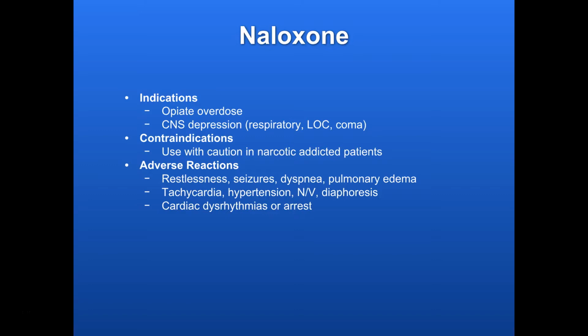Let's start with this. Opiate overdose, and then CNS depression, whether it's respiratory depression, decreased level of consciousness, or coma, and we're not sure what's causing it, then we can use Narcan for that, just to try to rule out an opiate overdose. One way that we can tell is if a patient has pinpoint pupils, that typically leads us to believe that it is opiate-based. So if they have pinpoint pupils, we'll give Narcan for it.